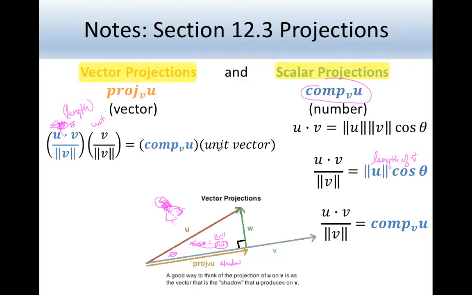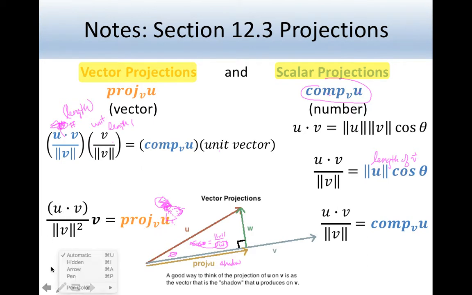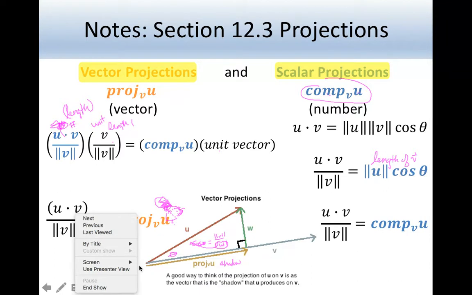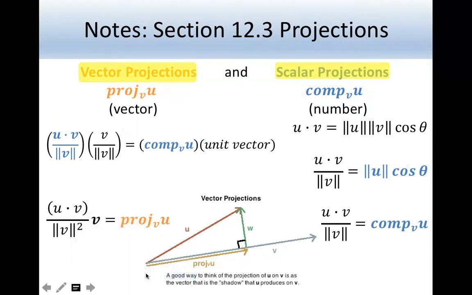So a unit vector, remember, has a length of what? A length of 1, but it's of the shadow. And then how long do I want the shadow to be? Well, that's the dot product divided by the magnitude. And that is how I get the projection. Kind of crazy, right? Let me show you a little applet of this as well.